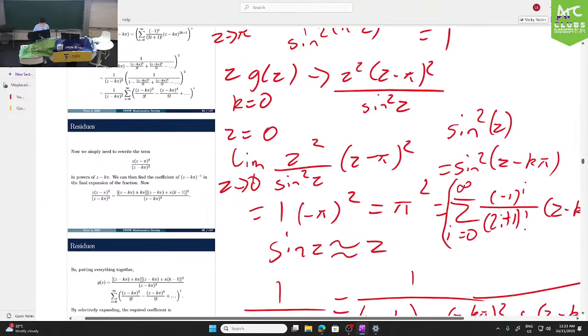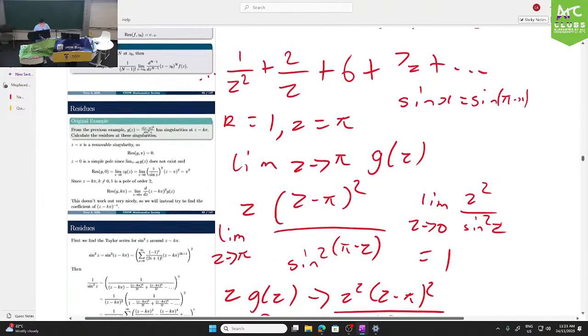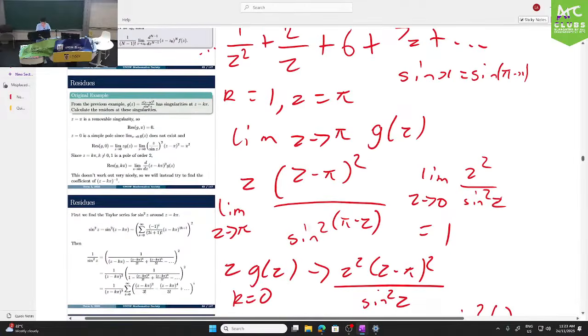Okay, what the hell was I saying? Okay, yeah, so the idea is that this one, sine squared z.